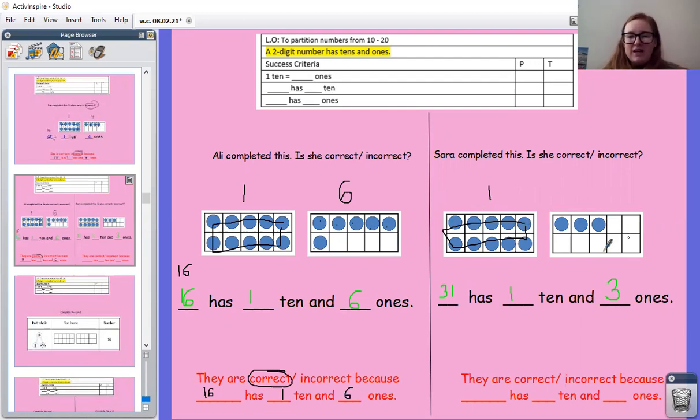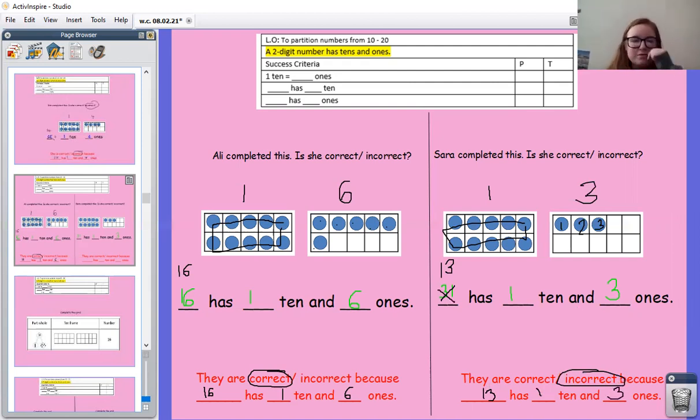Now we're going to look at our incomplete tens frame. So there are spaces in this tens frame, so this must be our ones. How many ones do we have? I can see we've got 1, 2, 3 ones. So we've got 1 ten and 3 ones. What is our whole? Well, our whole has 1 ten and 3 ones. I can see our whole is 13. Is that what Sarah wrote? No, Sarah wrote 31. So Sarah was incorrect because 13 has 1 ten and 3 ones.